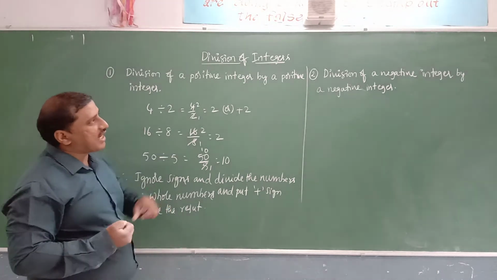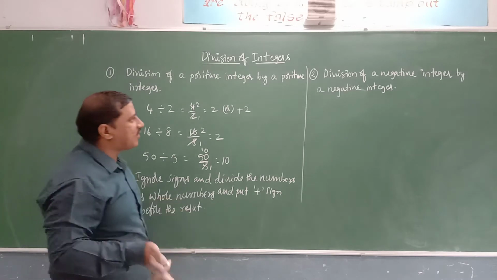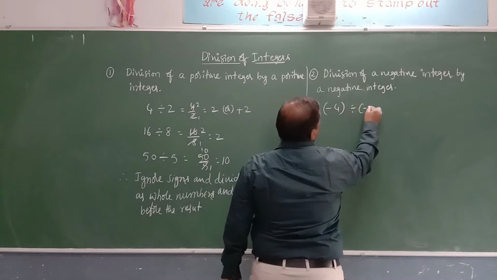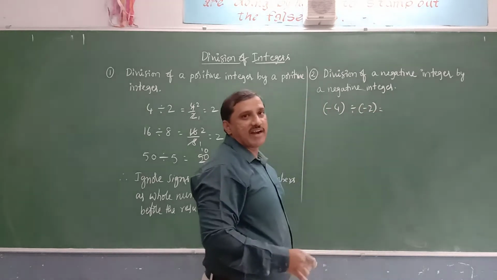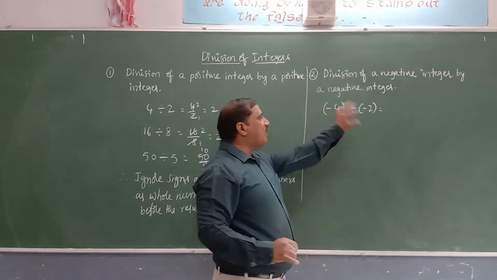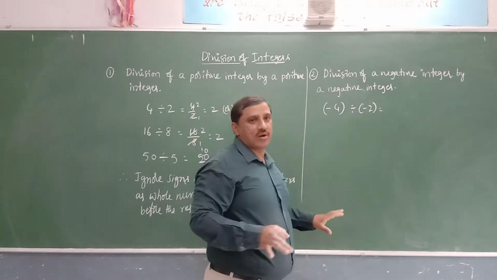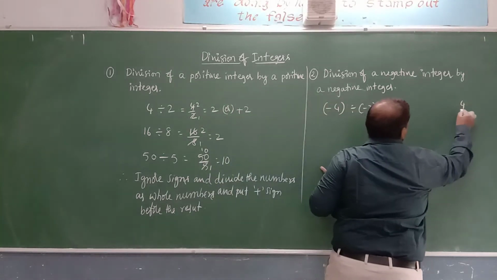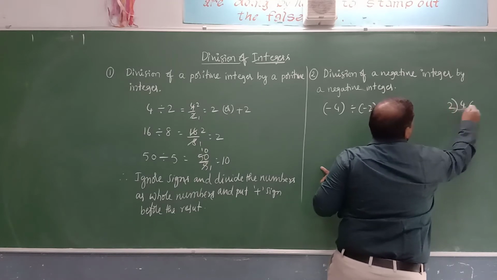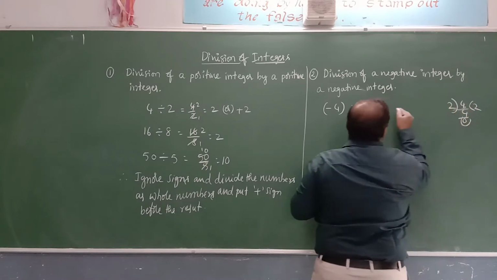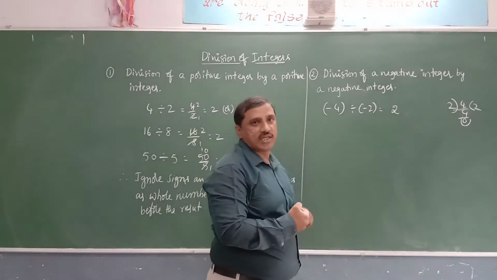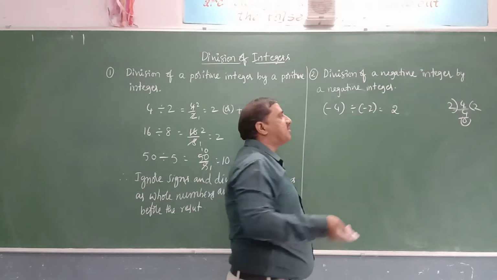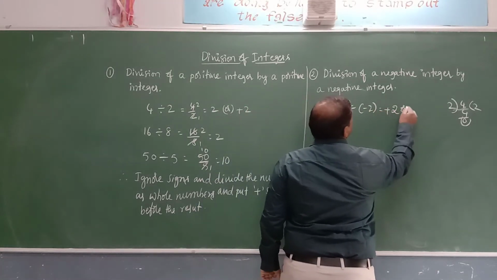Similarly, division of a negative integer by a negative integer. Two negative integers, how to divide? See here, minus 4 divided by minus 2. Here, we ignore the minus signs and divide them as whole numbers. When we divide 4 by 2, 2 twos are 4, remainder 0, and 2 we got as the quotient. Put the positive sign: plus 2, or simply 2.